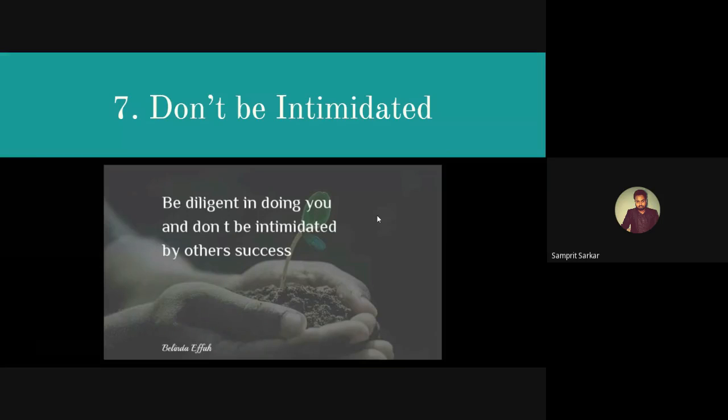So don't be intimidated. Just have patience, have faith in yourself, and tell yourself in your mind that you will be reaching that level at some point in your life. Be diligent in doing what you are doing, and don't be intimidated by others' success. So that is the final point, and I won't be taking that much long. This is my final point about the whole thing.